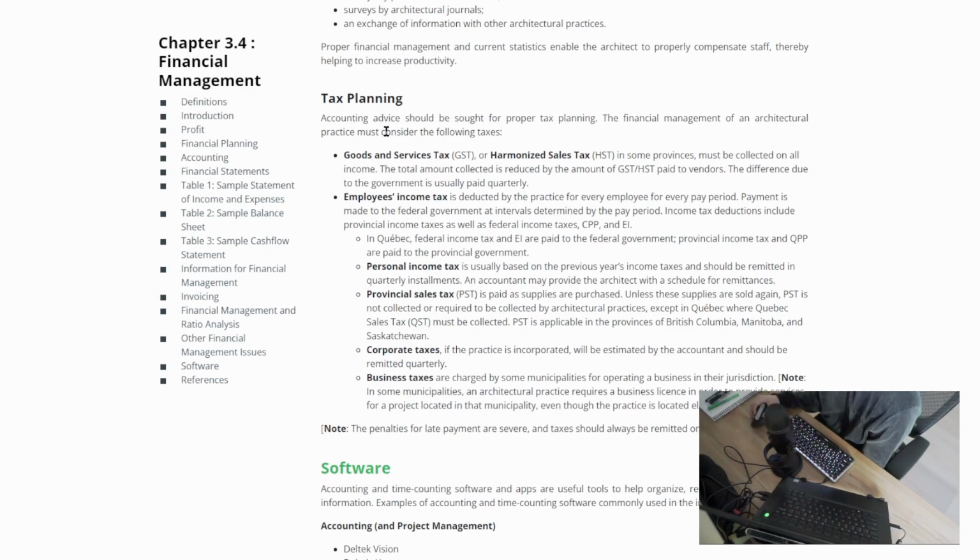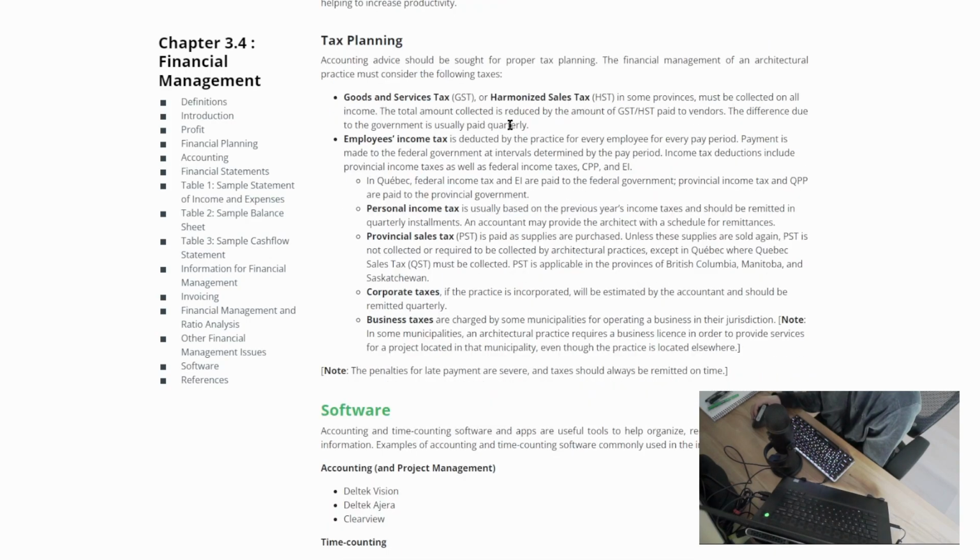Tax planning. Accounting advice should be sought for proper tax planning. The financial management of an architectural practice must consider the following taxes: goods and service taxes, GST or harmonized sales tax, HST in some provinces, must be collected on all income. The total amount collected is reduced by the amount of GST/HST paid to vendors. The difference due to the government is usually paid quarterly.